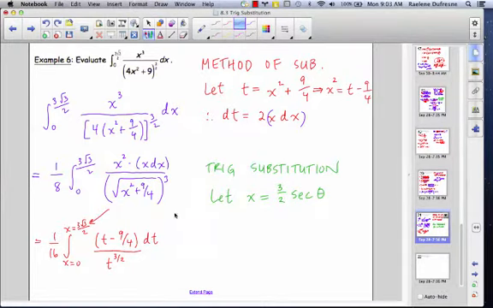Meanwhile, if we use trig substitution, we would be letting x equal 3/2 secant theta, which means that dx is equal to 3/2 secant theta tan theta d theta. And the integral would turn into 1 over 8 times the definite integral whose bounds I still have not changed.